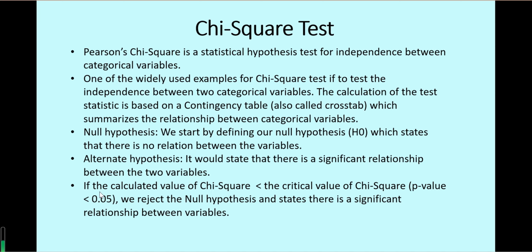After calculating the chi-square value in the chi-square test, if the p-value is less than 0.05, we will reject the null hypothesis and state there is a significant relationship between variables. On the other hand, if the p-value is larger than 0.05, we will not reject the null hypothesis and state that there is no relation between the variables.